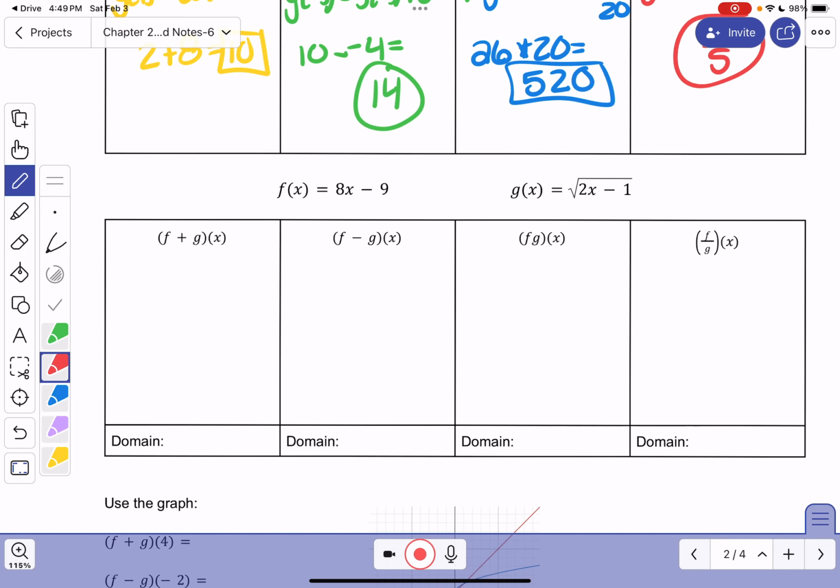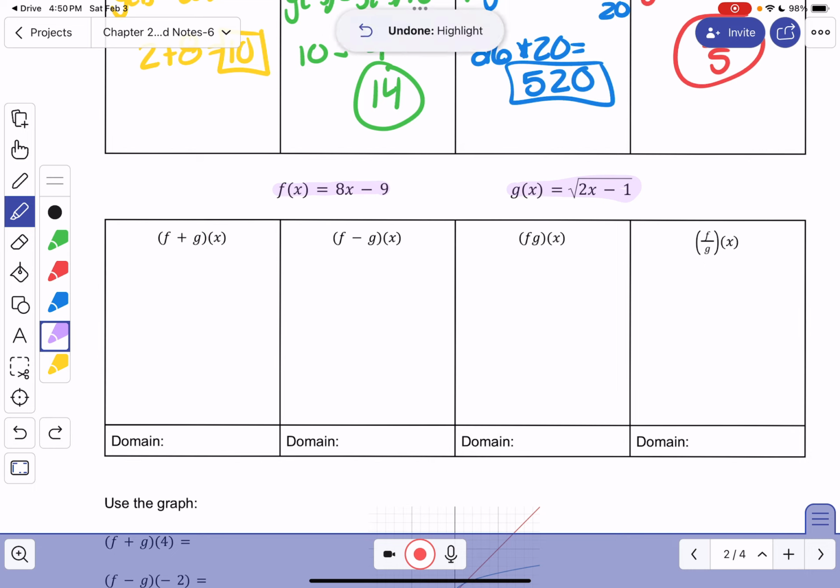Now these next two, we're going to do the exact same thing with f of x and g of x. But now, instead of giving us numbers, they're going to give us an x. So we just do what it says with the equations that are already there. So we might be combining like terms, we might be multiplying, we just do what's said.